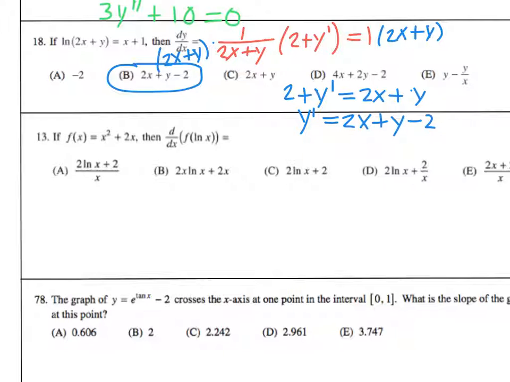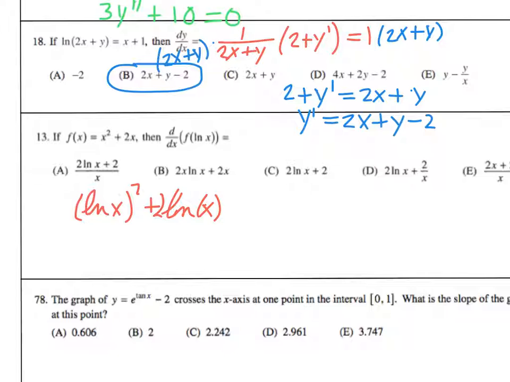For number 13, we've got a function. We're asked to find the derivative of that function of ln of x. So I guess I could take a look at this. This is going to be a chain rule problem. I might plug in first. I don't know if this is the best option, but this is an option. So you've got (ln of x) squared plus 2 ln of x.